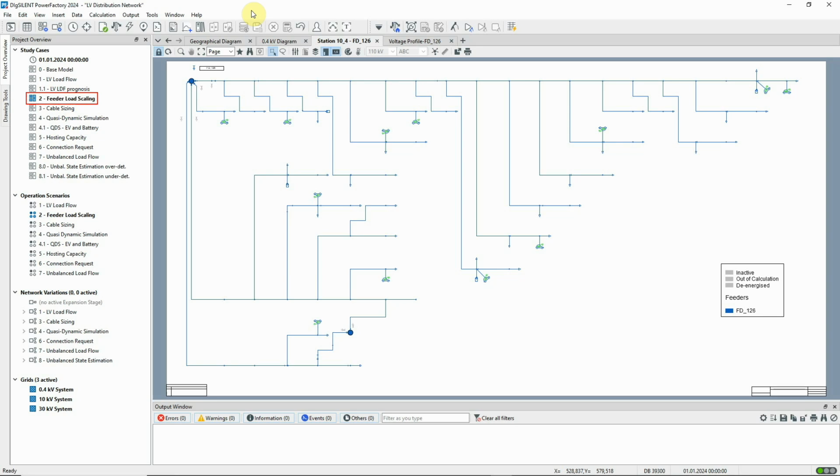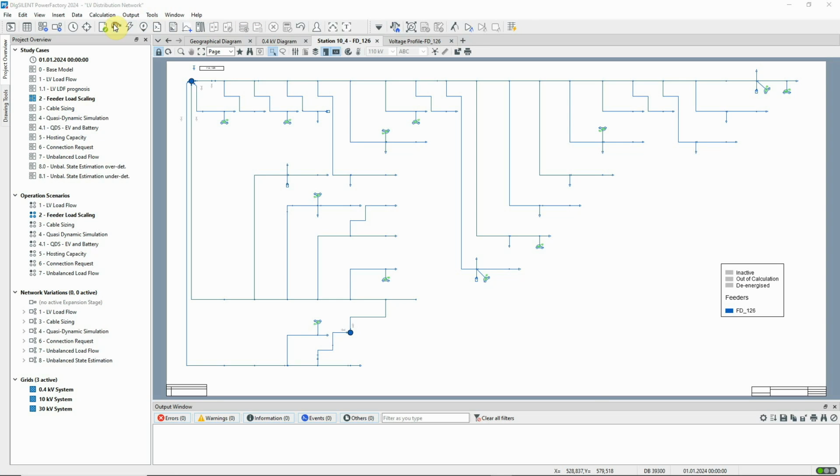The feeder load scaling study case should be active. In this study case, there's just one feeder in service, FD126. Let's see how feeder load scaling works.